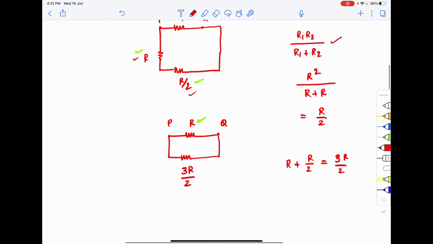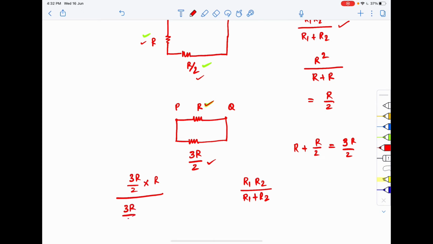Now we need to find the equivalent resistance between point P and point Q. 3R by 2 and R are in parallel. So the equivalent resistance is R1 R2 divided by R1 plus R2, which is 3R by 2 into R divided by R1 plus R2, where R1 is 3R by 2 plus R2, which is R. So over here it is 3R square by 2 divided by 5R by 2. I'm just calculating over here. The net equivalent resistance comes out to be 3R by 5.